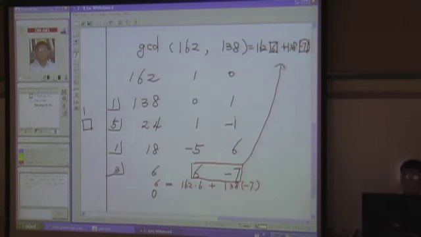So let's verify the result. 6 times this is 12, and then 6 times 6 is, 972 is the result, and then minus 7 times 8, 966, then it is 6, right?